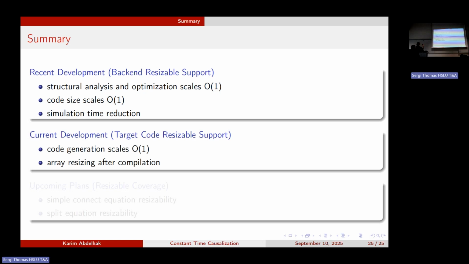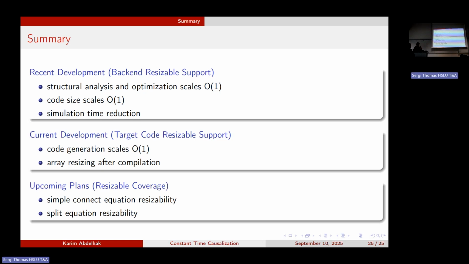So what are the current improvements that are needed to make this better? We need a code generation of O(1). This is an OpenModelica problem. And we need to actually have array resizing after compilation. Right now, we only use this for the backend process. But as Modia does, we also, of course, want to have it actually resizable in the target code. So this is ongoing work. There are some more steps we need to take to make that possible.